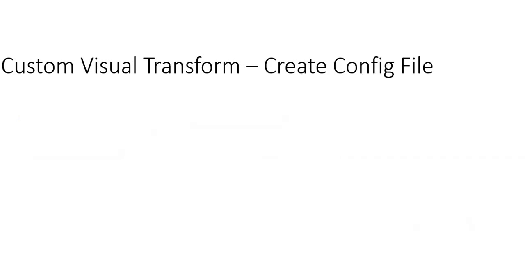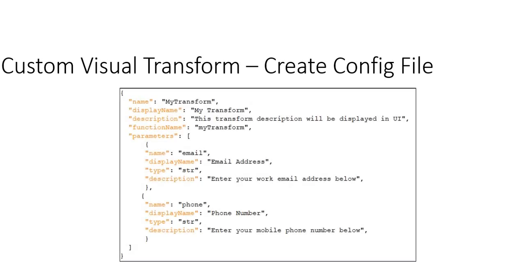So let's create this config file. How does this config file look like? So let's take an example of a config file. This is how the config file looks like. It's a JSON document, end of day. And let's talk about some of the important aspects of this JSON document. So first of all, yes, it's a JSON document.